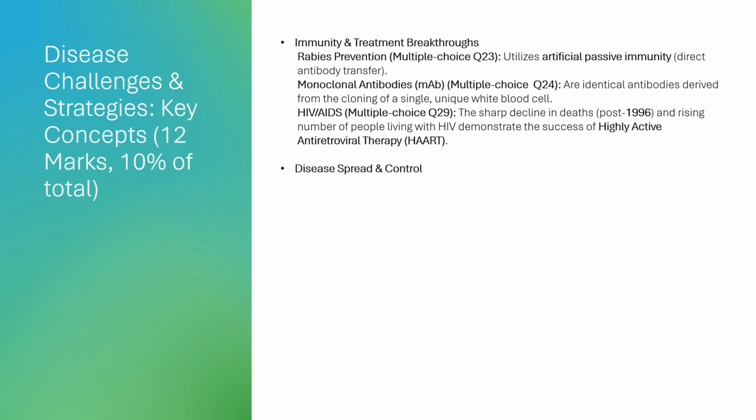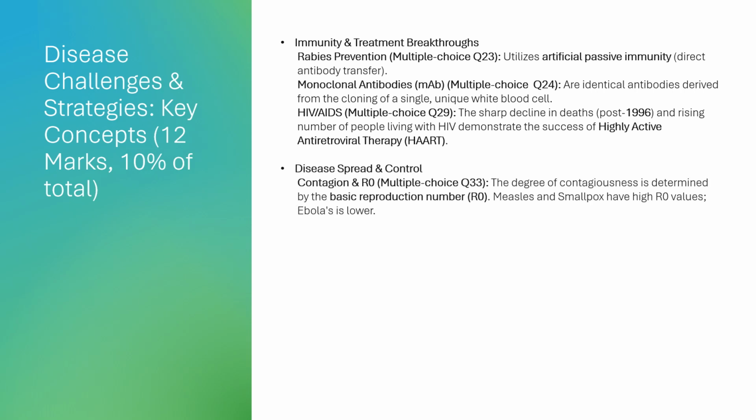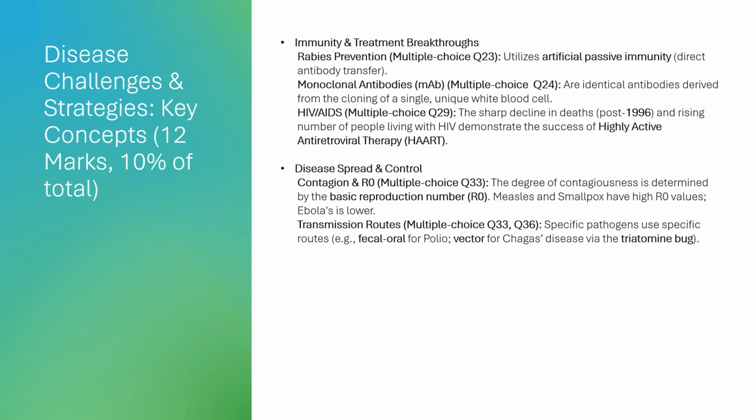Disease spread and control. Contagion R0, Q33. The degree of contagiousness is determined by the basic reproduction number, R0. Measles and smallpox have high R0 values, Ebola's is lower. Transmission routes, Q33, Q36. Specific pathogens use specific routes, e.g., fecal-oral for polio, vector for Chagas disease via the triatomine bug.